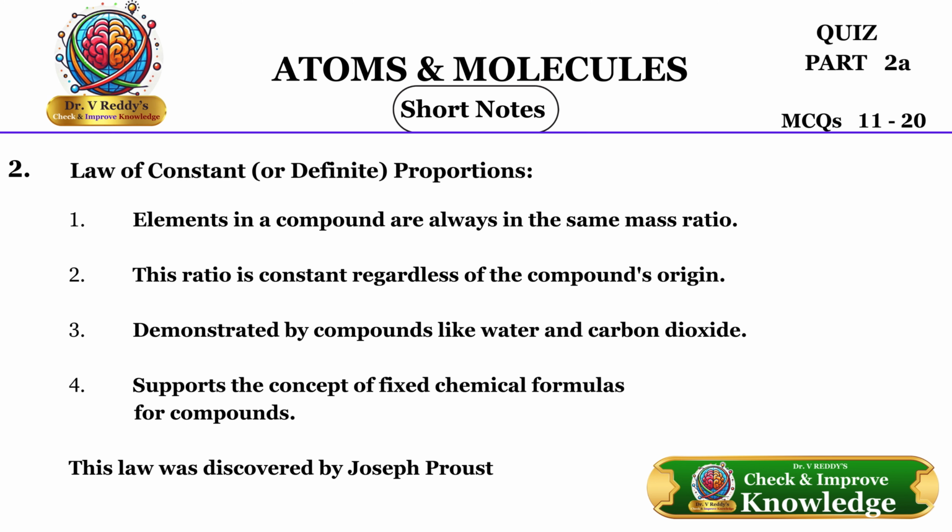2. Law of constant or definite proportions. Key points are: 1. Elements in a compound are always in the same mass ratio. 2. This ratio is constant regardless of the compound's origin. 3. Demonstrated by compounds like water and carbon dioxide. 4. It supports the concept of fixed chemical formulas for compounds. This law was discovered by Joseph Proust.